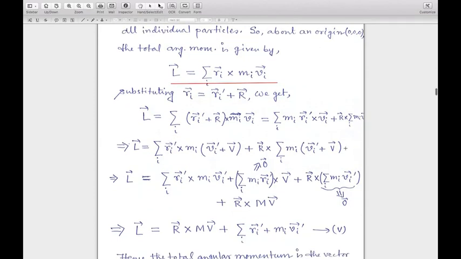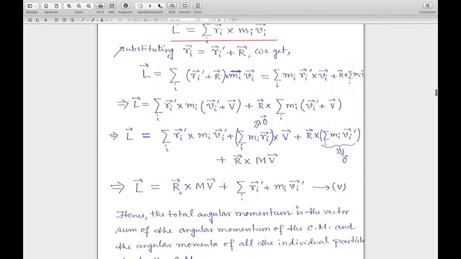Here you can see the detailed calculation, expanding the whole thing into 4 terms: summation over i of Ri prime cross Mi Vi prime, plus summation over i of Mi Ri prime cross capital V, which is independent of the summation, plus capital R cross summation over i of Mi Vi prime, plus capital R cross capital M capital V. Now by definition of the center of mass frame, the total mass moment and the total linear momentum of the system in that frame both vanish. So we are left with 2 terms.